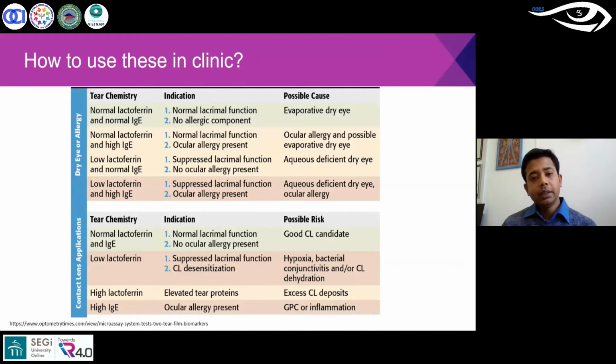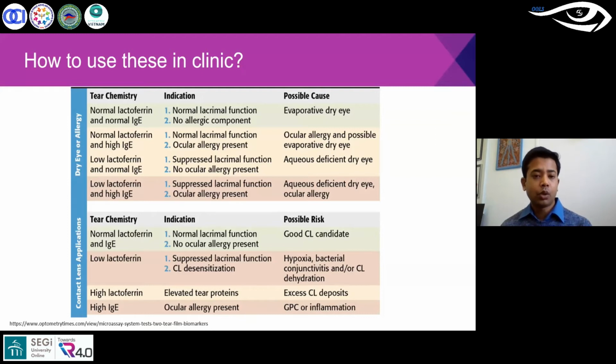Now, this slide is important in terms of determining two things: what kind of dry eye the patient has if it's not a contact lens wearer, and if the patient is interested in or wearing contact lenses, what are the possible risks? Will the patient be a good contact lens wearer, or will the patient be good to go ahead for treatment of evaporative type and not aqueous deficiency type?